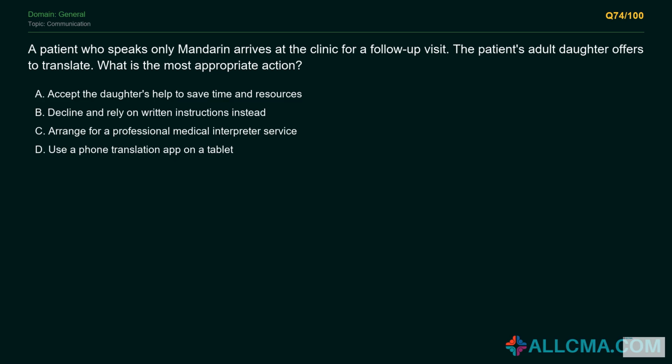Question 74. A patient who speaks only Mandarin arrives at the clinic for a follow-up visit. The patient's adult daughter offers to translate. What is the most appropriate action? Option A, accept the daughter's help to save time and resources. Option B, decline and rely on written instructions instead. Option C, arrange for a professional medical interpreter service. Option D, use a phone translation app on a tablet.